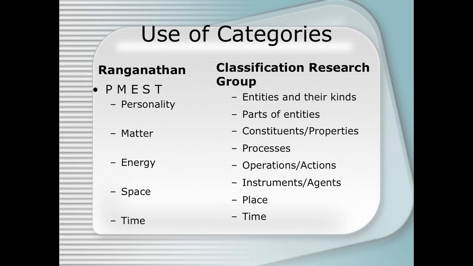Number four, processes. These are generally organic processes, things like breathing or evolution. Number five, operations and actions. So these are actions by, say, humans or other entities, things like planning, designing, manufacturing. Instruments or agents of action, so these would be things like teachers, engineers, and so on. And then finally, again, place and time are pretty straightforward. And there is, by the way, more on both of these types of uses of categories for subject analysis in your book.